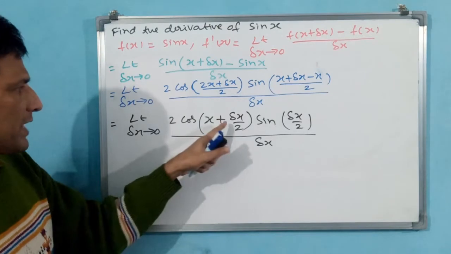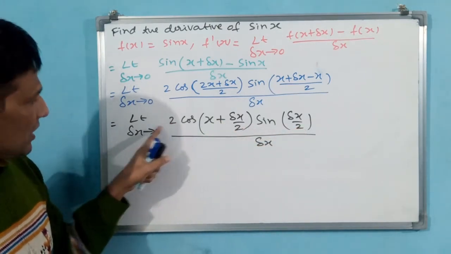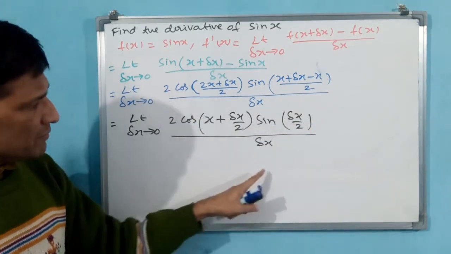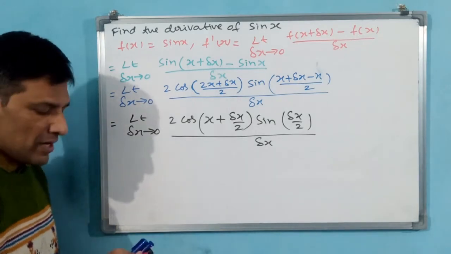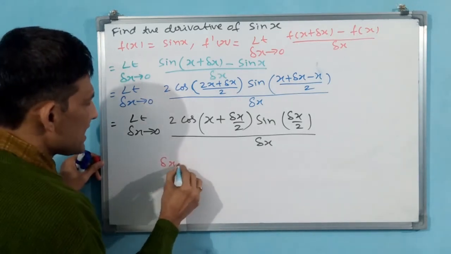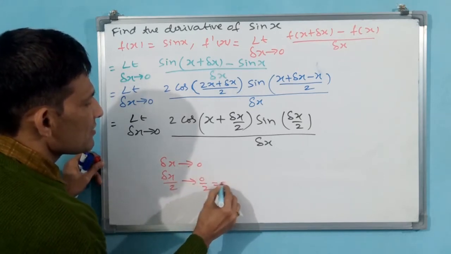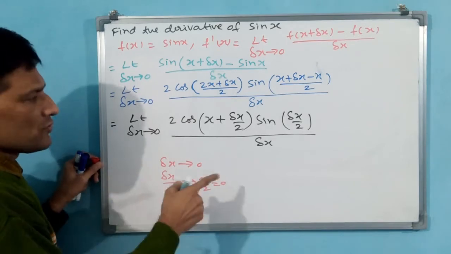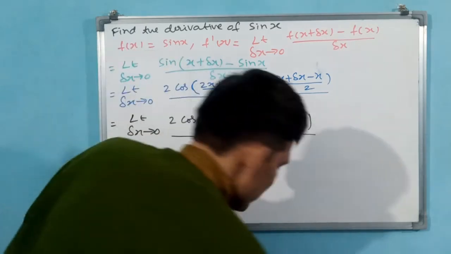Now you observe carefully. Delta x by 2 is there, and here 2 is there. In the numerator and denominator I will divide by 2. Then this 2 is going to get cancelled, but delta x by 2 will come here. The limit also I am going to change to delta x by 2. Why? Because when delta x tends to 0, delta x by 2 tends to 0 by 2, that is equal to 0 only. Same. Delta x by 2 also tends to 0 only. But here 2 will not be there. Here 2 will come. Let me write.